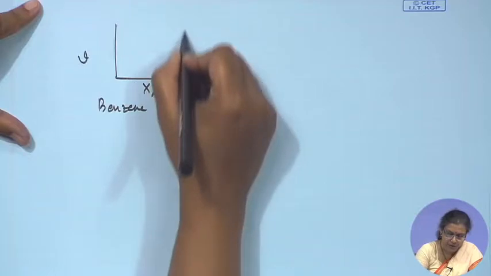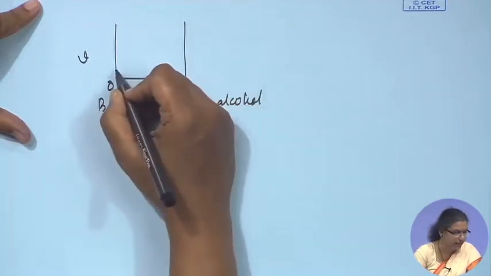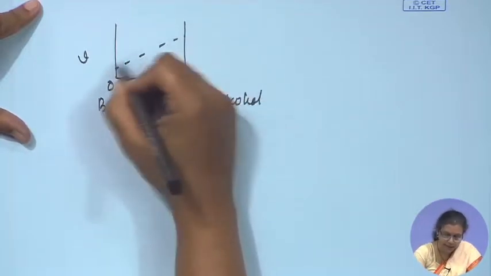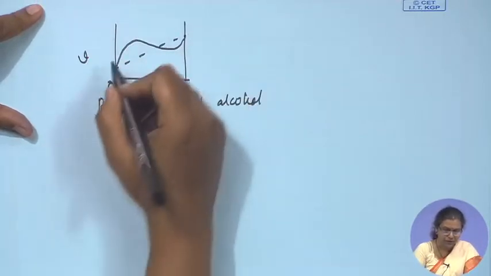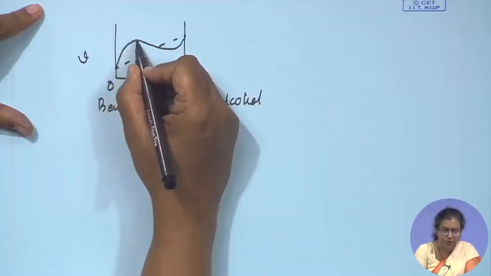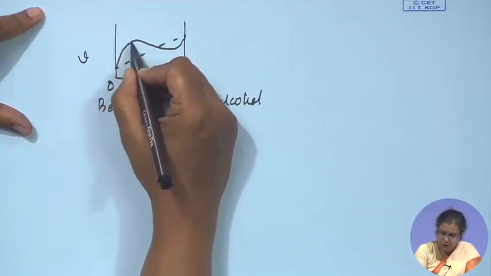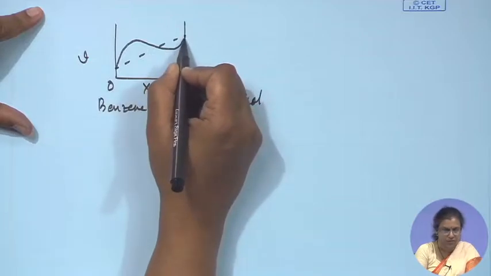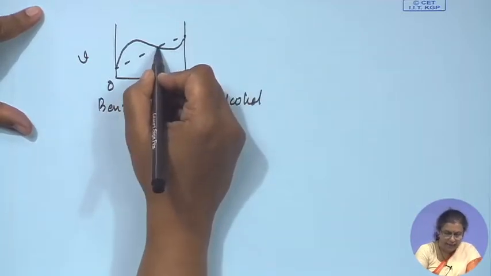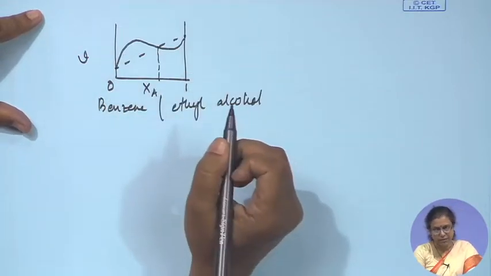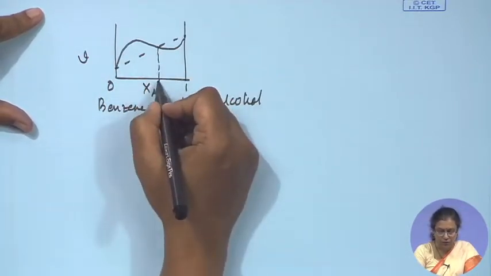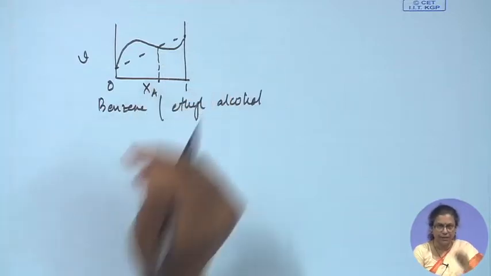We find that from 0 to 1, the graph varies in this particular form. Initially there is an increase in the volume of the solution on mixing, and then there is a decrease of the volume of solution on mixing. At one particular xa, we find that the volume of mixing is 0. Or in other words, at one particular xa, there is no volume change on mixing. The volume initially and after mixing are the same.